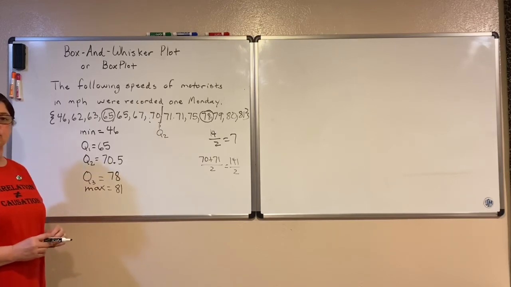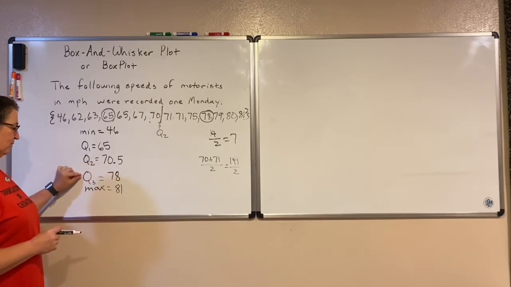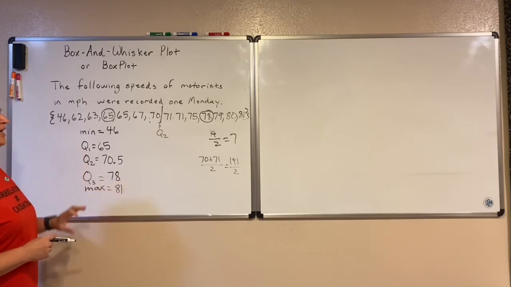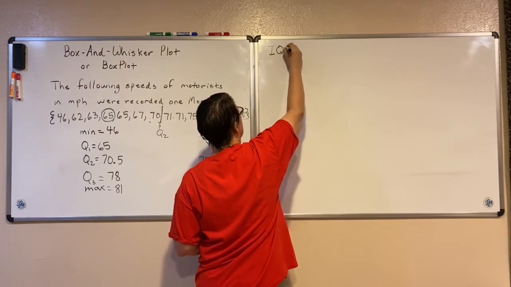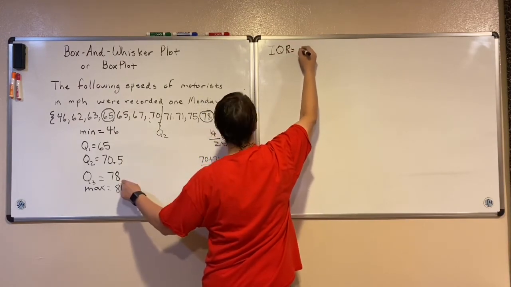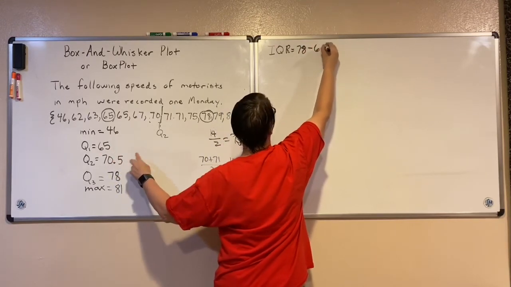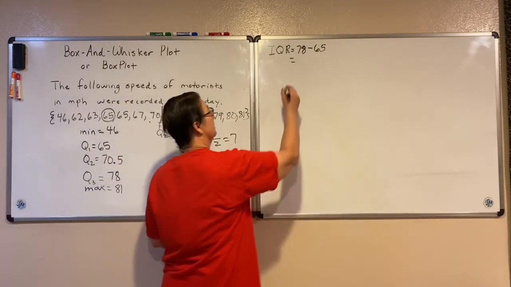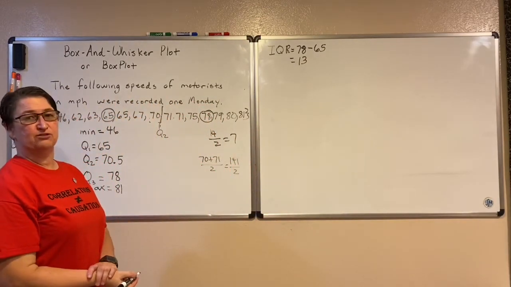The next thing we need to do is find the interquartile range. Our interquartile range, remember, is the range from Q3 to Q1. How far is that range? To find my interquartile range, I'm going to take my Q3 minus my Q1. So 78 minus 65 is 13. So the interquartile range is 13.